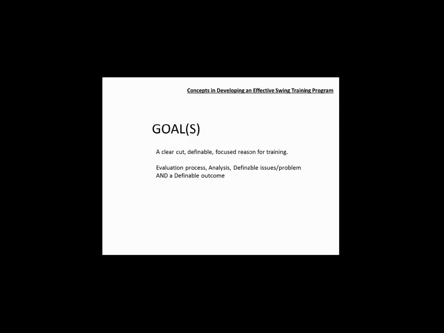So it's really important when you start along this process to be able to evaluate the athlete, analyze the data, define the issues that the athlete has with respect to functional performance, and then define some sort of outcome or goal for your training program. That's absolutely crucial. Once we've defined the goal, we then have to have some sort of structure.